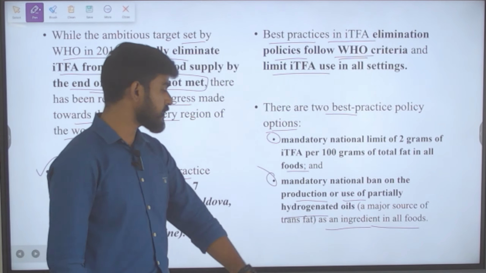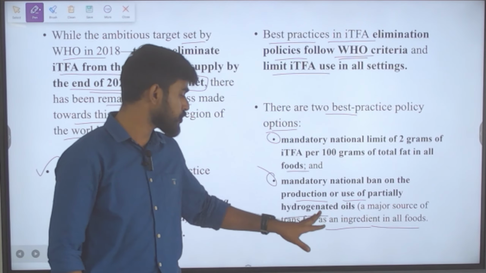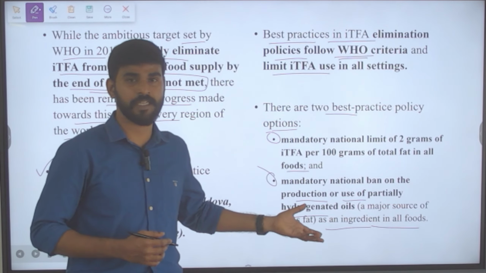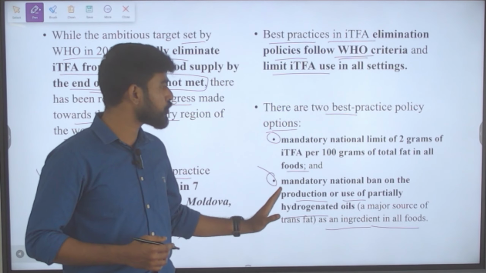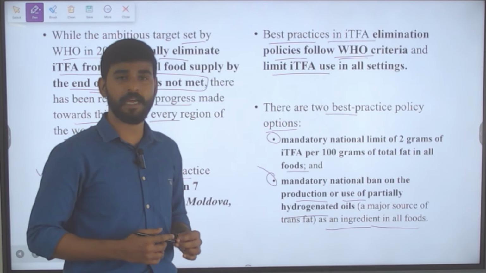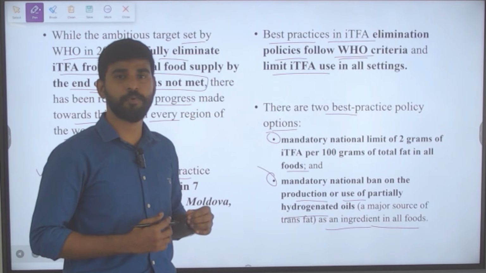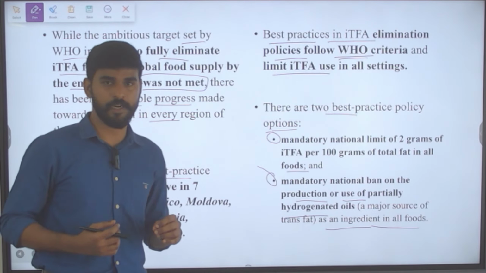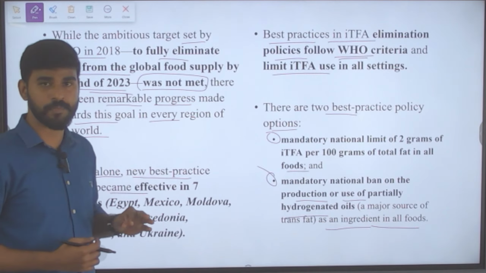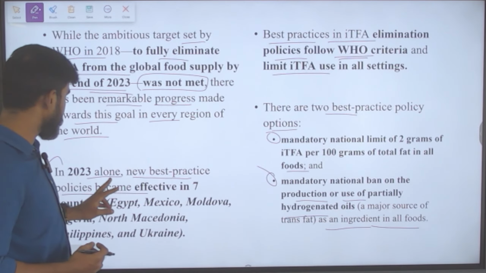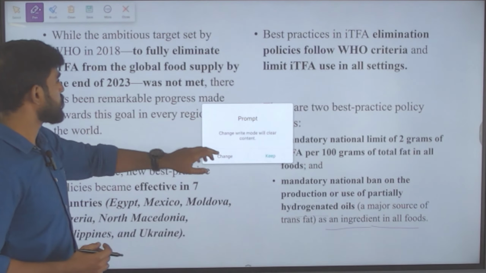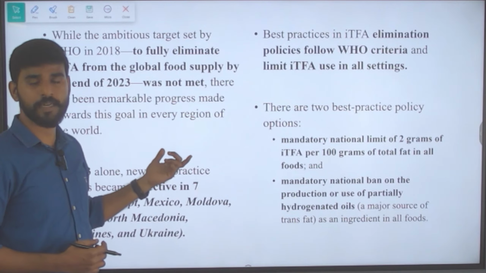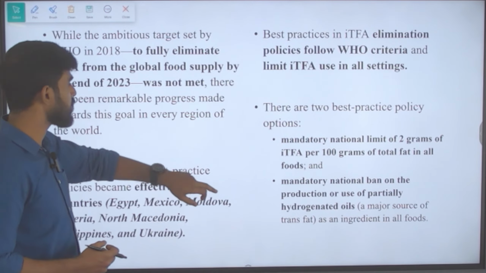And what are these partially hydrogenated oils? They are the major source of the trans fat here. Okay, we'll be dealing about what trans fat are. Okay, so these are all the two best practice policy options which the countries can adopt, and these countries have adopted it in the year 2023. So though we did not meet the global target, countries are making progress. That is what we need to understand here.